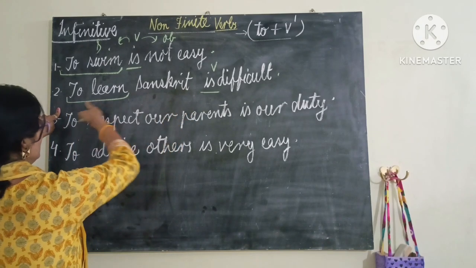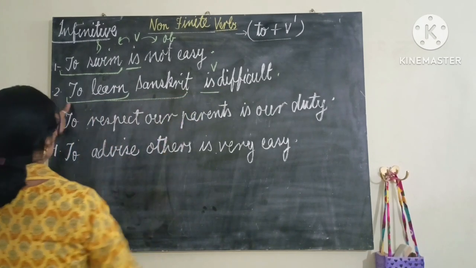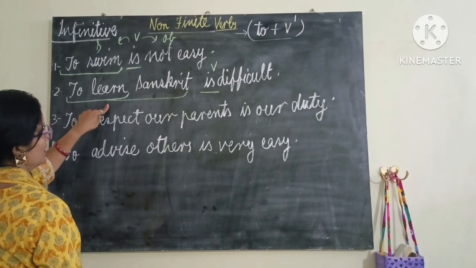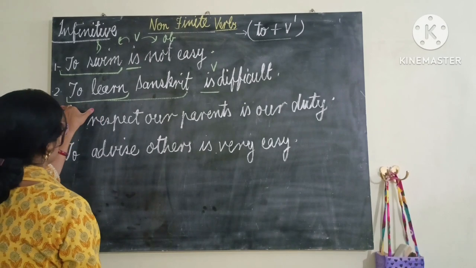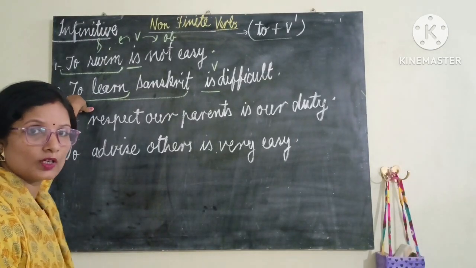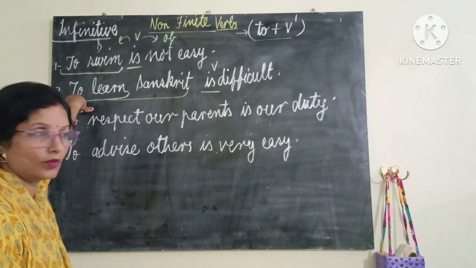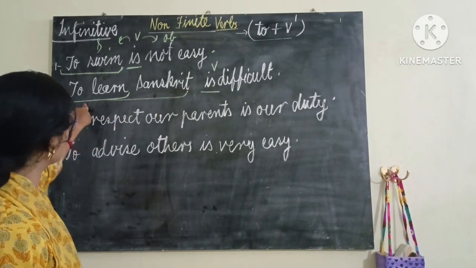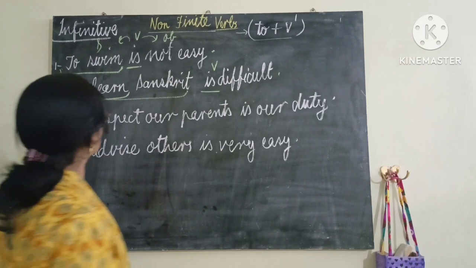Before is, this whole part is the subject. So to learn is the infinitive, and this is behaving as the subject here. And you know, children, the subject is always a noun or pronoun. So this is behaving here as a noun.